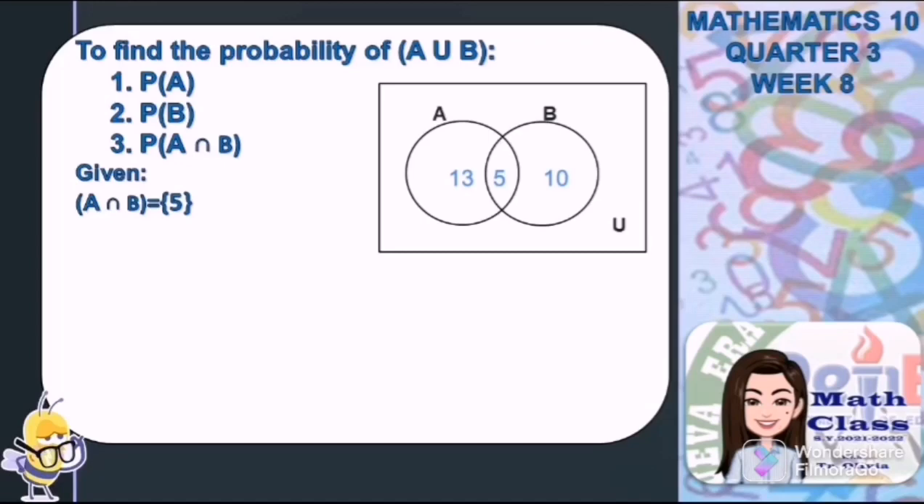Number 1 illustration. We have here a given Venn diagram. We can see here that set A contains 13 and 5 and set B contains 10 and 5. And 5 is the common element of set A and set B, meaning 5 is the intersection of the given two sets. First thing to do is to list the elements of both set A and set B. Then we're going to add the elements that belong to set A. So 13 plus 5, that is 18.